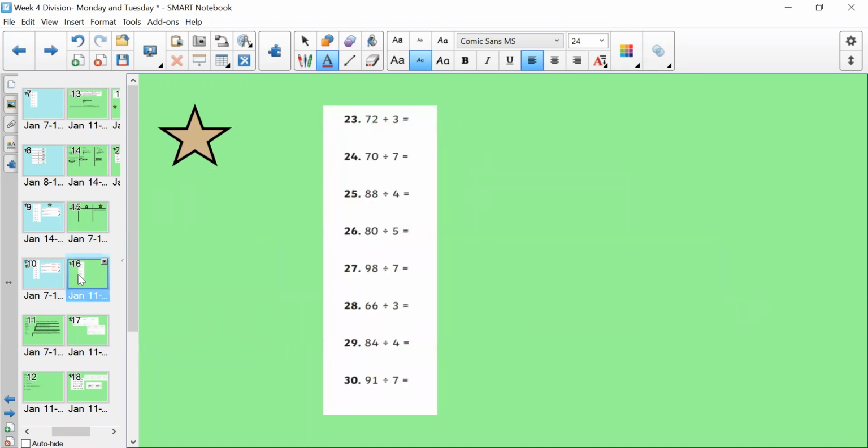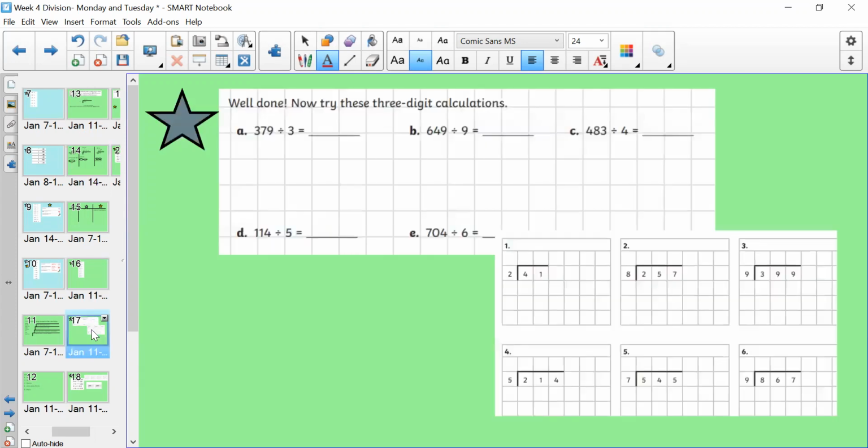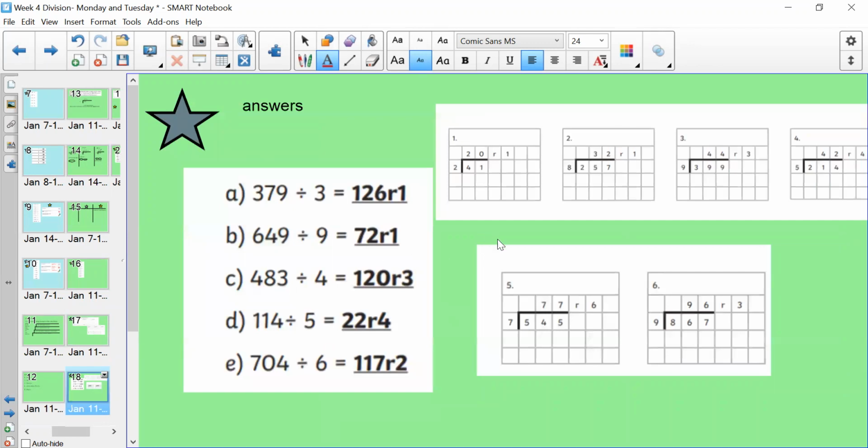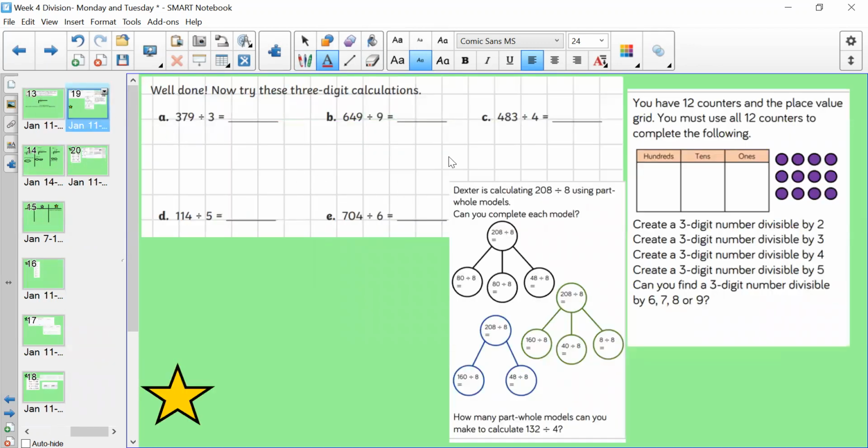Okay, so these are your bronze questions. So if you're still struggling with 3 digits, you only moved on to division with bus stop this week, then you'll still be doing this method. Our silver has got more practice of dividing 3-digit numbers by a 1-digit number. And our gold has got more dividing 3-digit numbers by 1 digit and 2 reasoning questions.